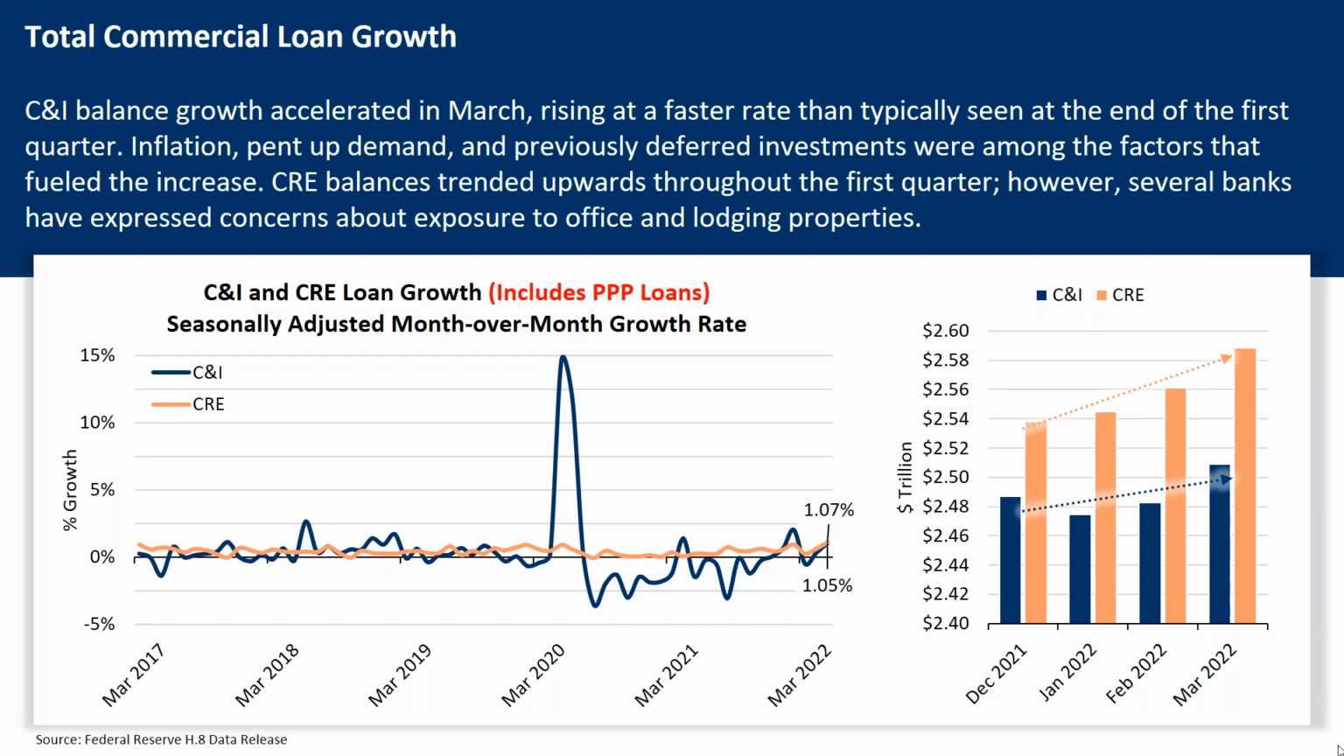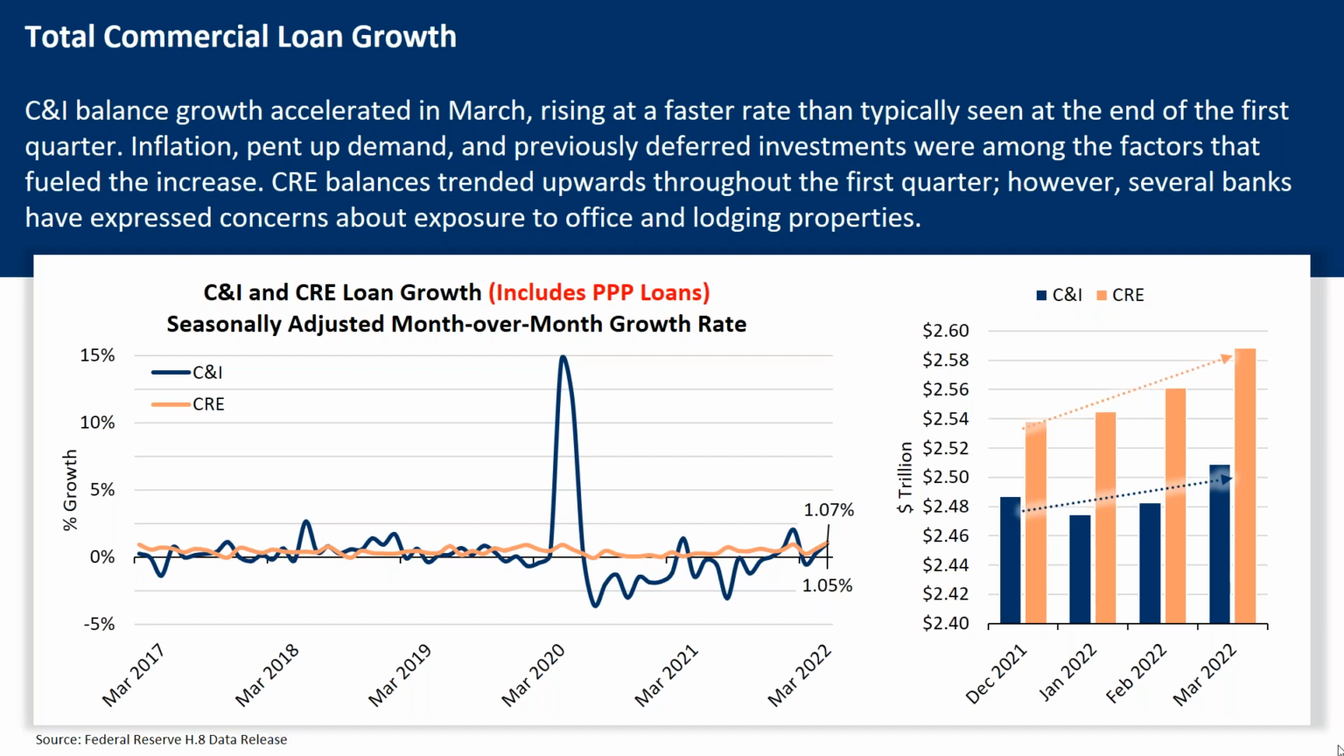Both C&I and CRE lending increased during the first quarter, and in looking at the chart on the right, CRE lending showed steady growth from December 2021, despite several banks expressing concern about exposure to office and lodging properties. C&I, which dipped a bit to start the year, still ended March higher than it was in December of 2021.